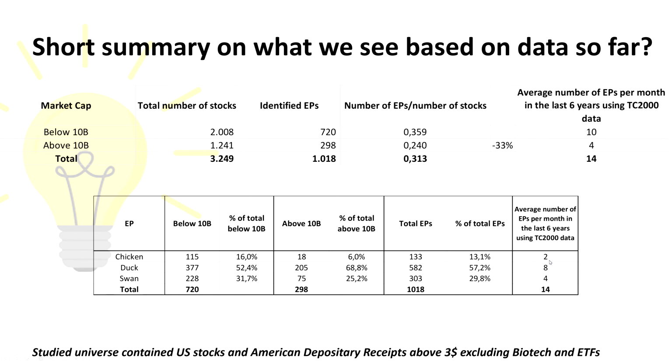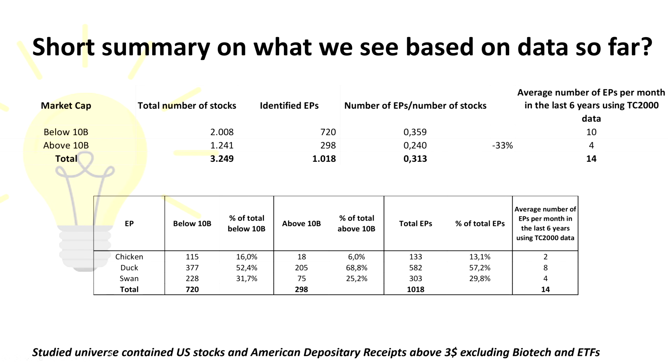On average per month, you can find 2 chickens, 8 ducks, and 4 swans. What's nice about this column is that there are still 4 swans to trade, so there is still worth, based on how I found this data. I was also surprised to find so many swans, to be honest, but it's still worth it, even if you are a working person, to trade this setup and look for swans and study the earning season, because there is some good opportunity for profits based on the episodic pivots setup.